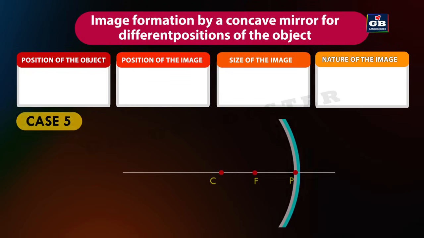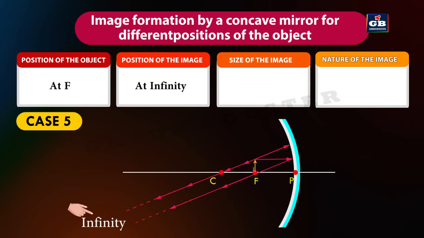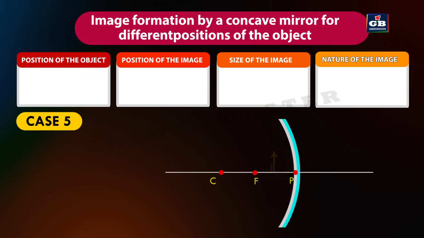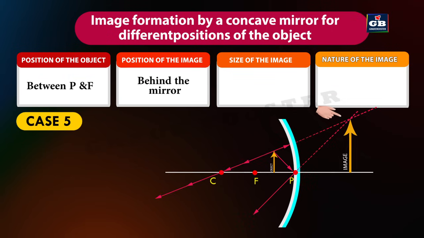Case 5. If the position of the object is at F, the position of the image will be at infinity. The size of the image will be highly enlarged and the nature of the image is real and inverted. Case 6. If the position of the object is between P and F, the position of the image will be behind the mirror. The size of the image will be enlarged and the nature of the image is virtual and erect.